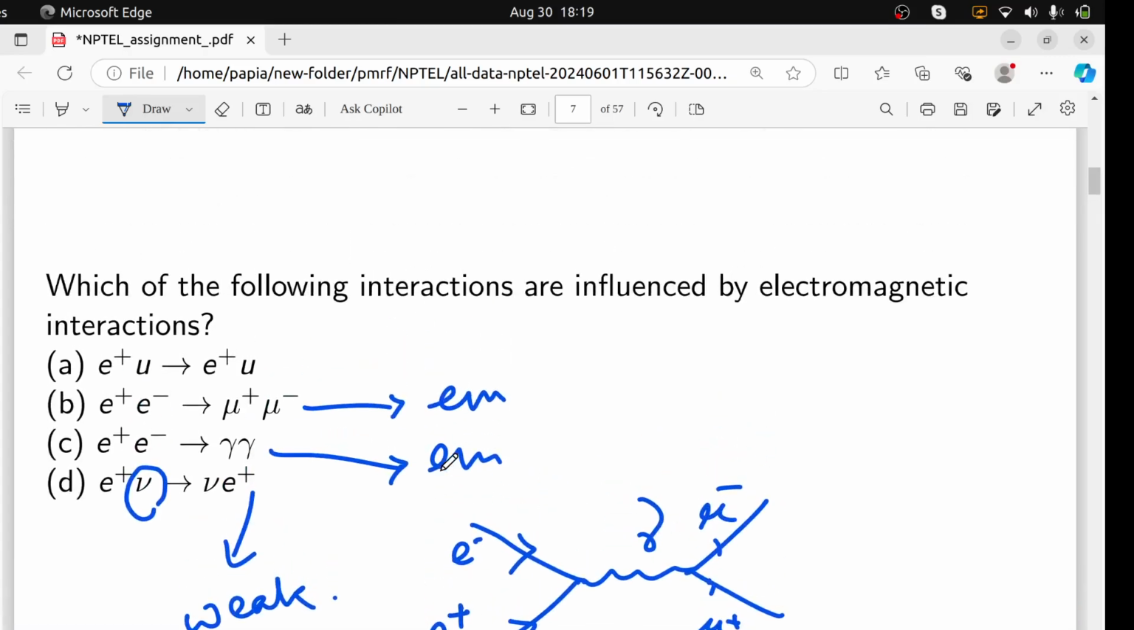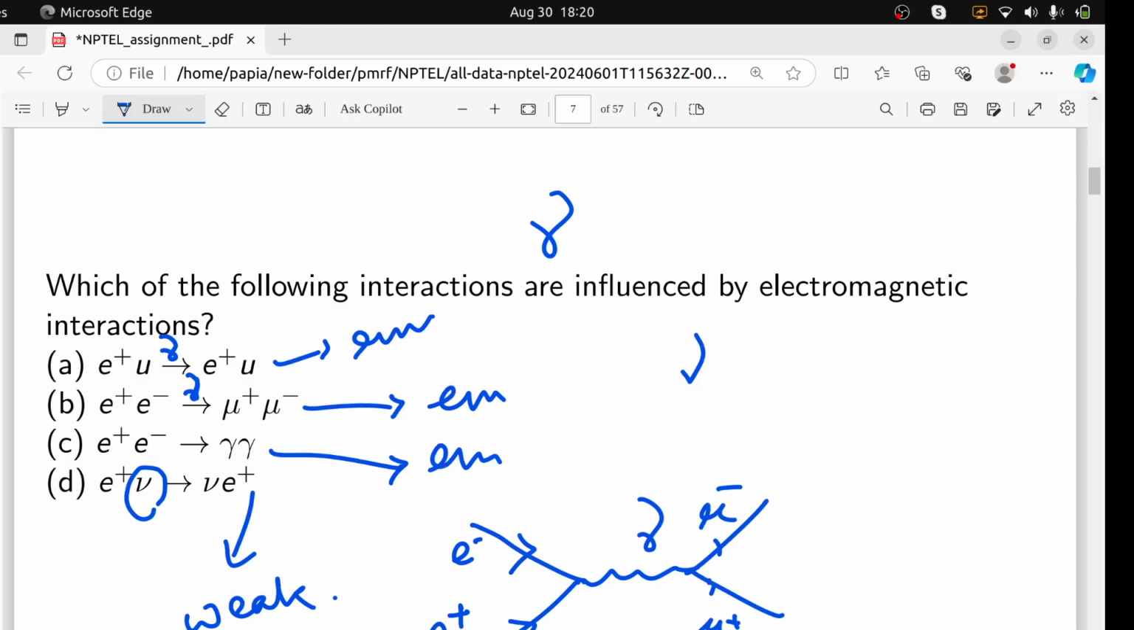So which of the following interactions are influenced by electromagnetic interactions? This one is EM interaction, as from the Feynman diagram we can see that, and this one is a weak interaction. This one is electromagnetic interaction. This is also obviously electromagnetic interaction, because gamma is present as the outgoing particle, and here also gamma is present, here also gamma is present. By the way, just don't confuse gamma and nu. Gamma is like that and nu is like that. This is your convenience how you will mention that.